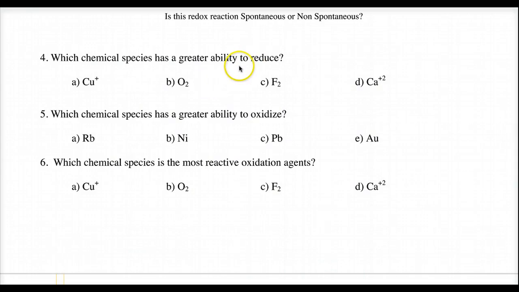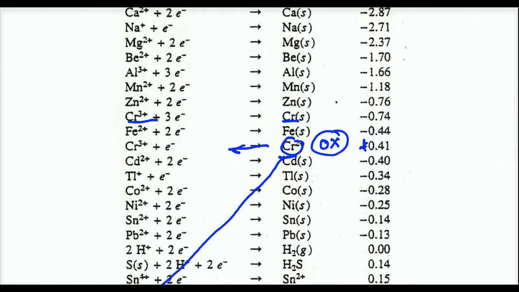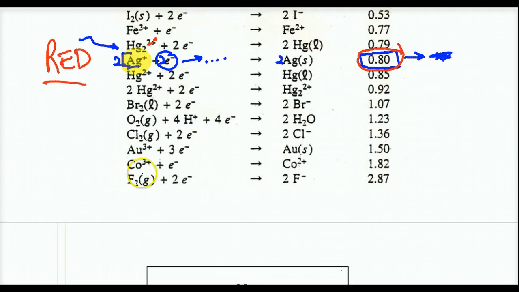These questions are easy to understand because the one that has the greatest ability to reduce would need to be on table E. Reducing is gaining electrons, so as written in table E, it'll have the largest positive voltage. You can see that F2 on table E is going to be on the bottom, it has the greatest ability to reduce, and that's why F2 wins. Look at this as the largest positive volts for this table.